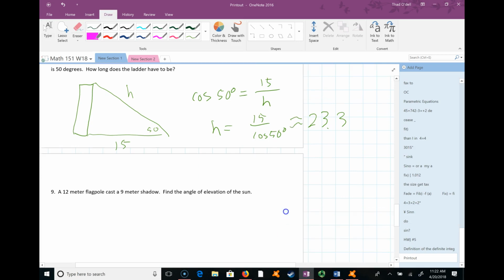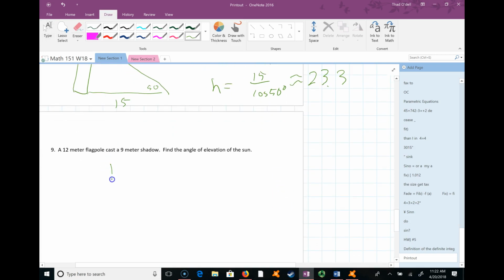Okay, a 12-meter flagpole casts a 9-meter shadow. 12 flagpole, 9-meter shadow. Find the angle of elevation of the sun. Oops, that should have said to the sun. So we're looking down here. We want to know what this angle is. So we know the opposite and we know the adjacent. So that would be tangent of theta is equal to opposite over adjacent.